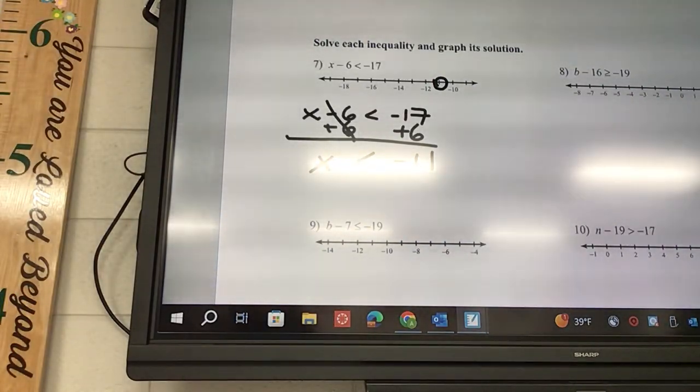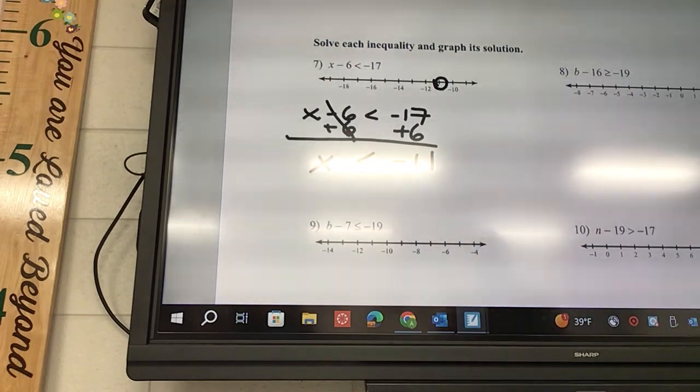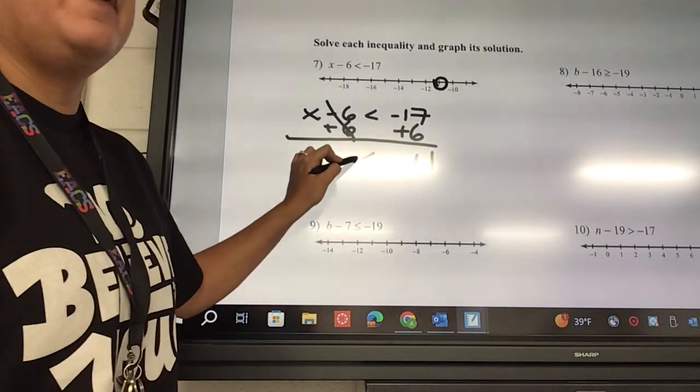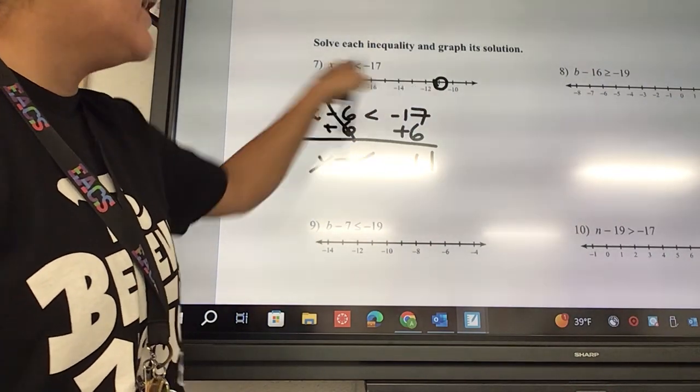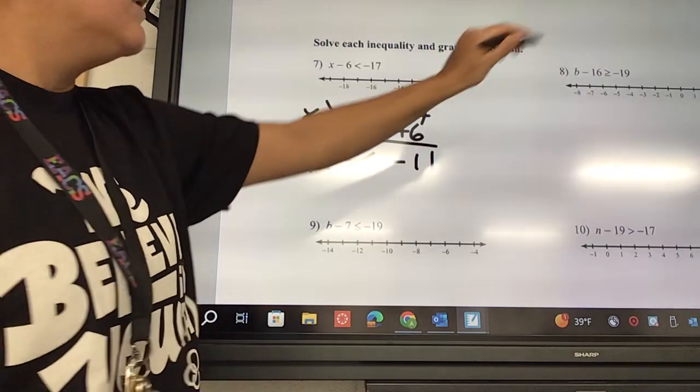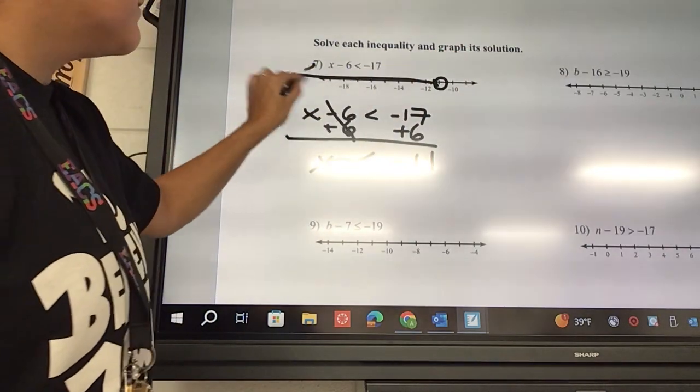And then from the x to the sign, so x is, are we touching the smaller or bigger part of the mouth first? The smaller. Which way is smaller, going negatives or going positives? Negative. So it's got to go this way.